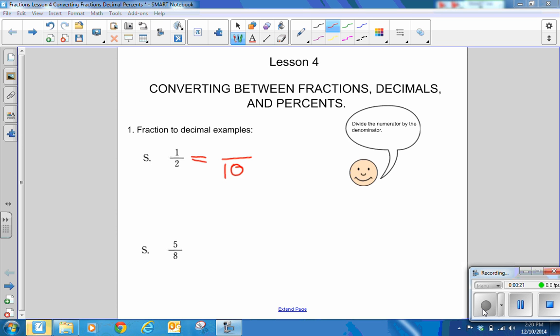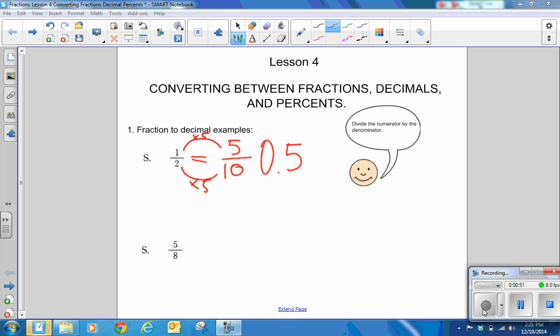In this case, I can see that 2 will go into 10 evenly, so I can change it to a denominator of 10 by just multiplying both the 2 and the 1 by 5. 2 times 5 is 10, 1 times 5 is 5. 5 over 10 can now be rewritten as a decimal, 0.5. Let's do another one.